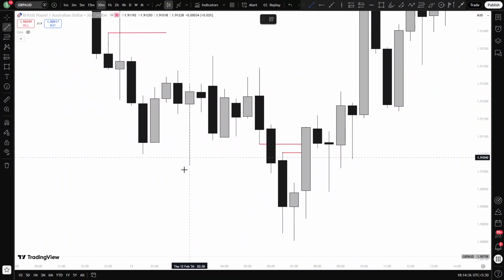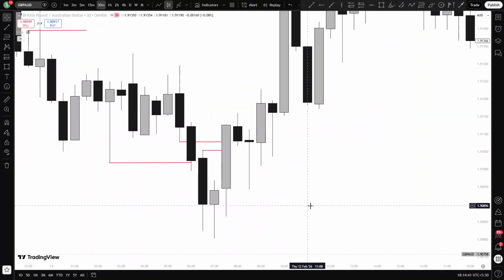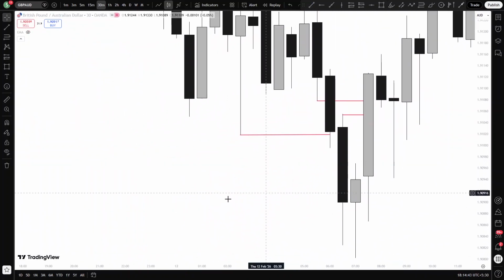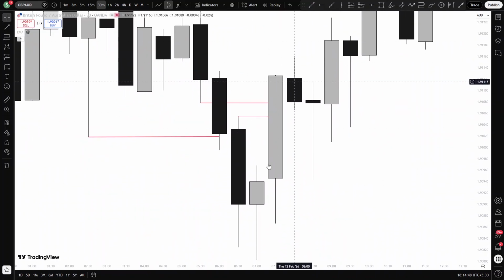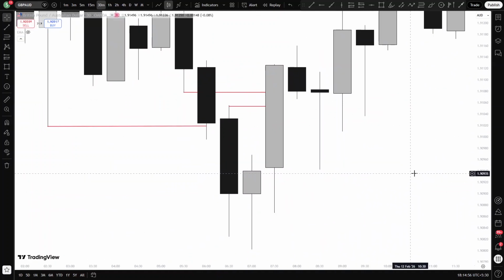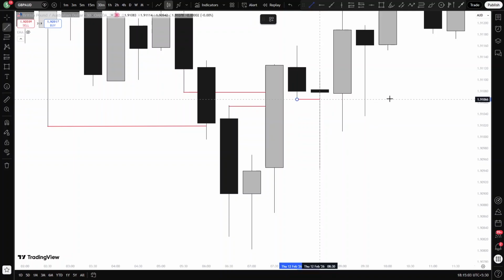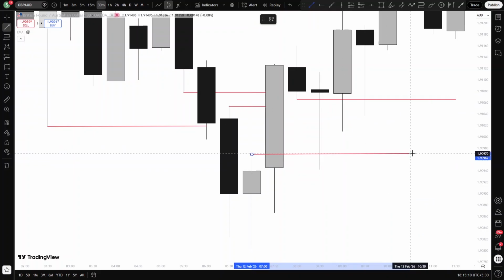Okay, so we have a sweep here. Where is our fair value gap after this sweep? If you look at this, we have this candlestick and this candlestick. What do we need for us to know that there is a fair value gap? This wick should not meet with this wick, which means we have a fair value gap.